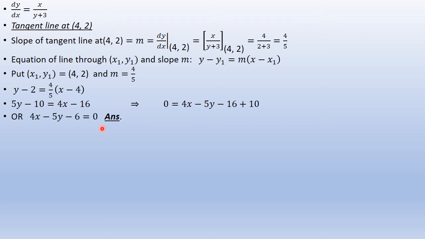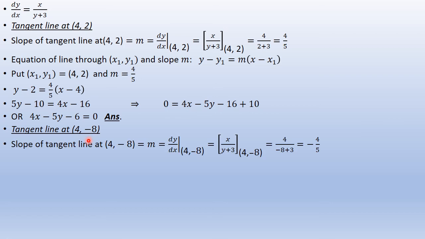Now let's find the equation of the tangent line at (4, minus 8). For that, we are going to find the slope of the tangent line at (4, minus 8). I have named it the same letter, small m, and it is equal to dy by dx at (4, minus 8), that is x by y plus 3 at (4, minus 8). What do you have to do? Put x equals 4, put y equals minus 8. Simplify and you get m equals minus 4 by 5.